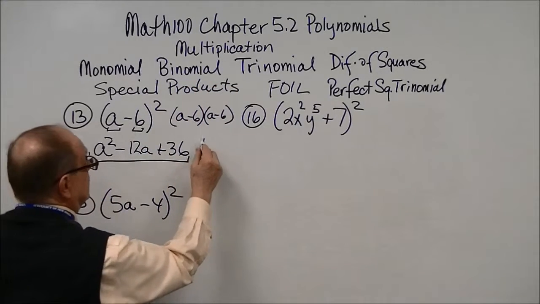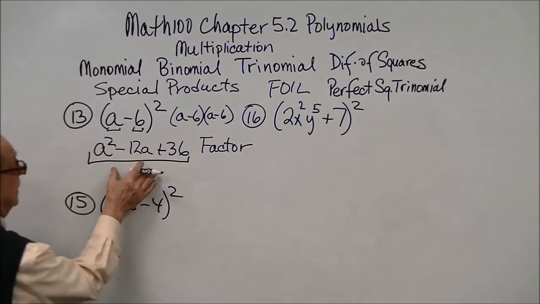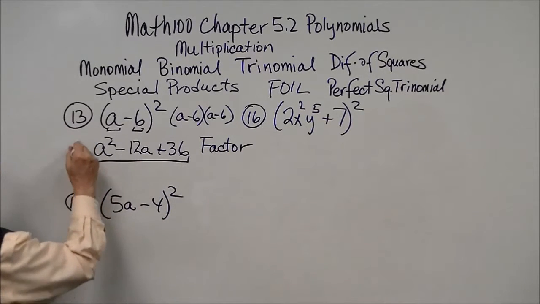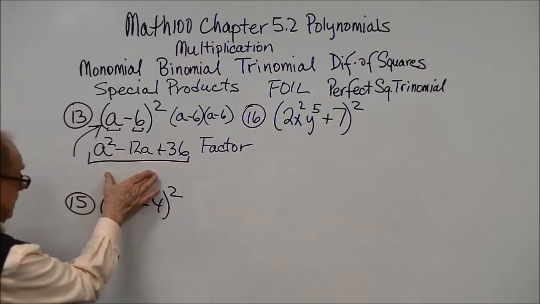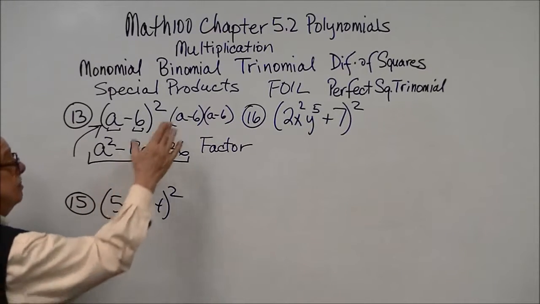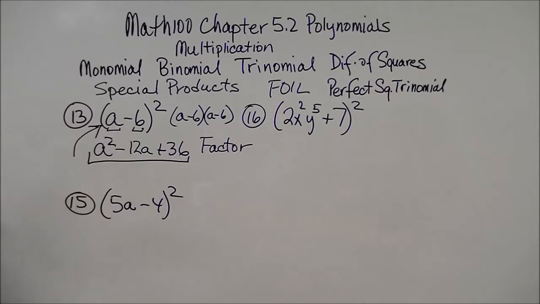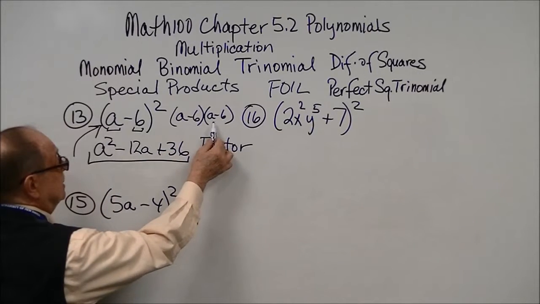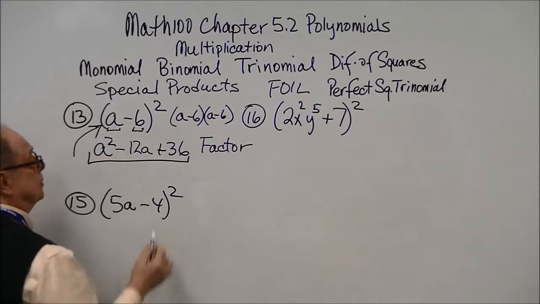This factors into that, because you now recognize it, if you can, as a perfect square trinomial, and that factors into that. Now, again, this is another way to write it, but the more acceptable way is a binomial squared.